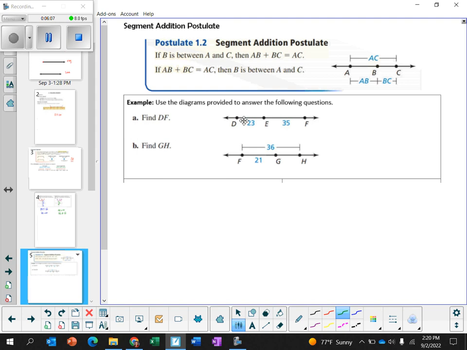So if they want us to find DF, right, this is DE plus EF equals DF. So if you were stuck, you can write this out. And DE is really 23. EF is really 35, which means 23 plus 35 is DF. So 58 equals DF.